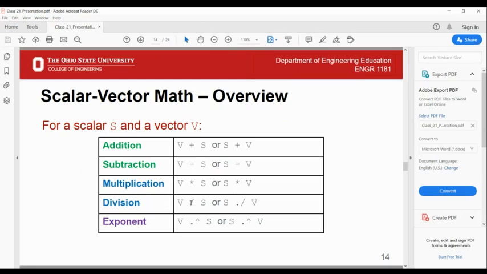And division is the same, but if you want to divide the scalar by the vector, you have to put the dot. You will see that in many applications, like in this case for the division and for the exponents, for both vector exponent to the scalar or the scalar exponent to the vector, you have to remember to add the dot before the symbol for the exponents, the caret here. And we will give examples in MATLAB for each case so that you can understand it better.